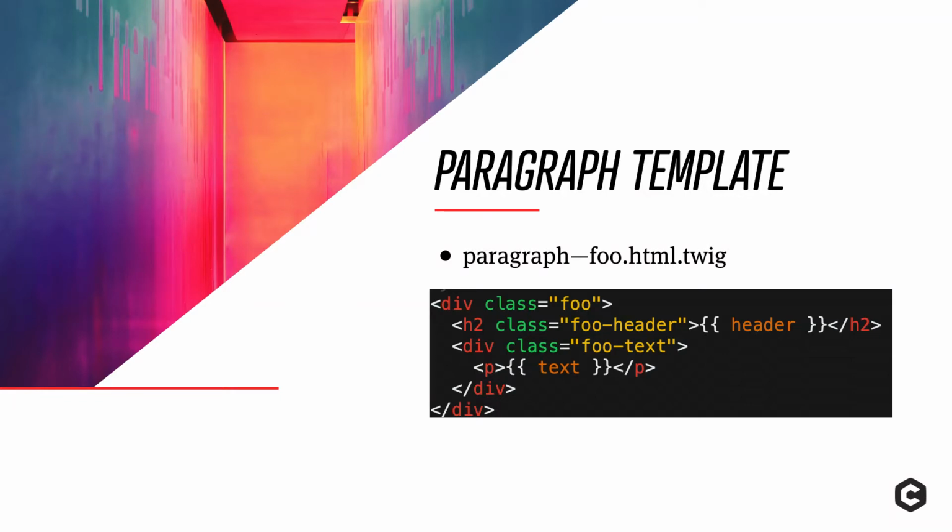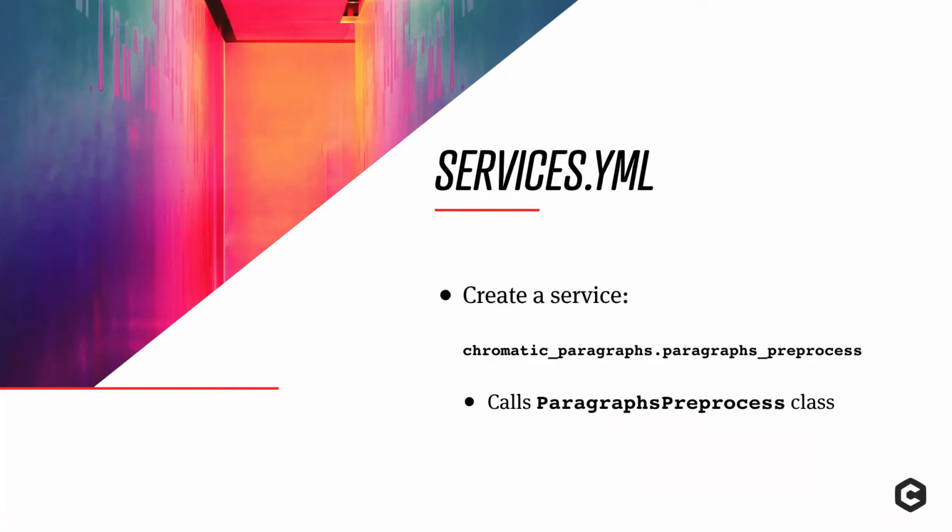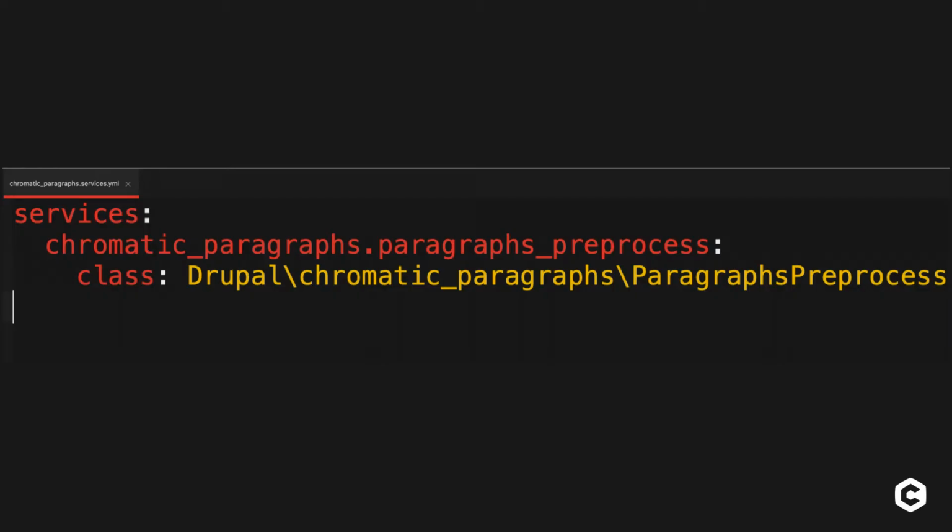So we're going to help optimize that by creating our first service. In services.yaml, we're just going to do two things: create our service, chromatic paragraphs preprocess, and call the class that we've been working with in this presentation today. We're just going to call paragraph preprocess, which allows us to have access to the methods that exist on that class. Now it looks like this inside of the text editor. We just have services, our chromatic paragraphs, and then defining our class.